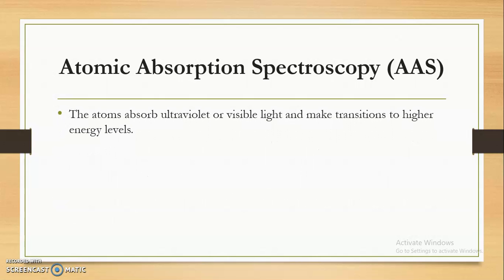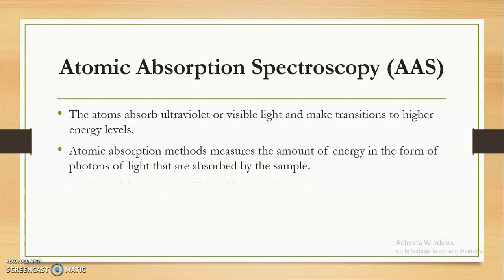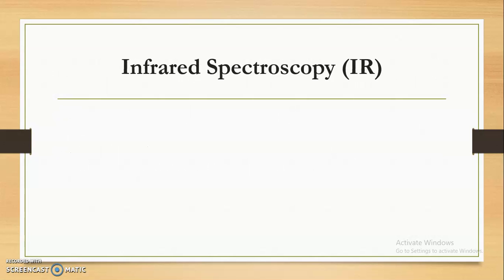The atoms absorb either ultraviolet or visible light and make a transition to higher energy levels. After the transition to the higher energy levels, the amount of light absorbed by that particular sample is measured using atomic absorption spectroscopy. Atomic absorption methods measure the amount of energy, in the form of photons of light, that is absorbed by the sample.